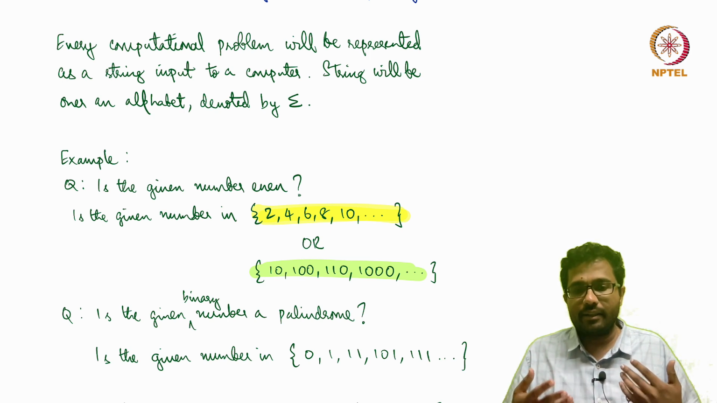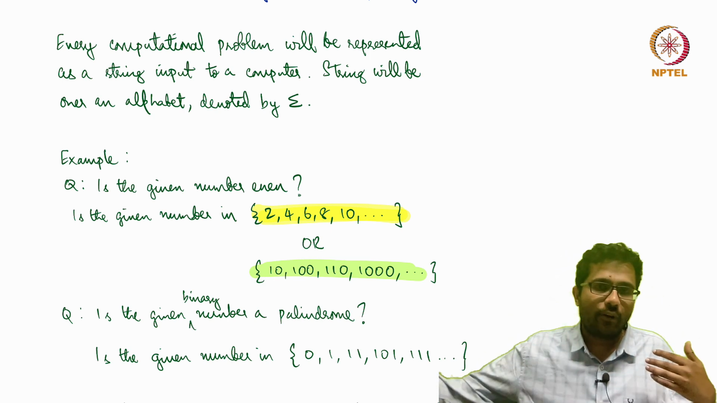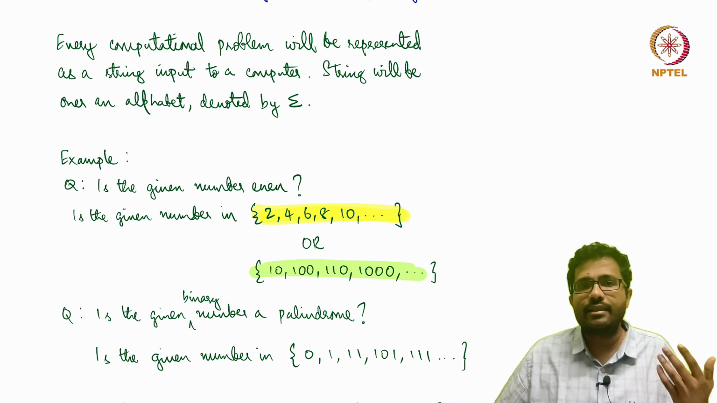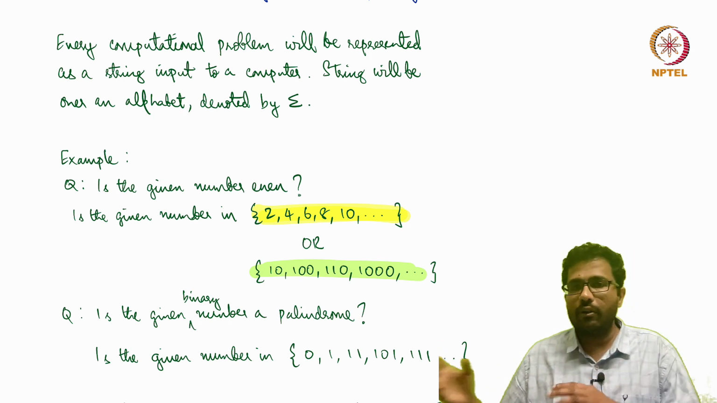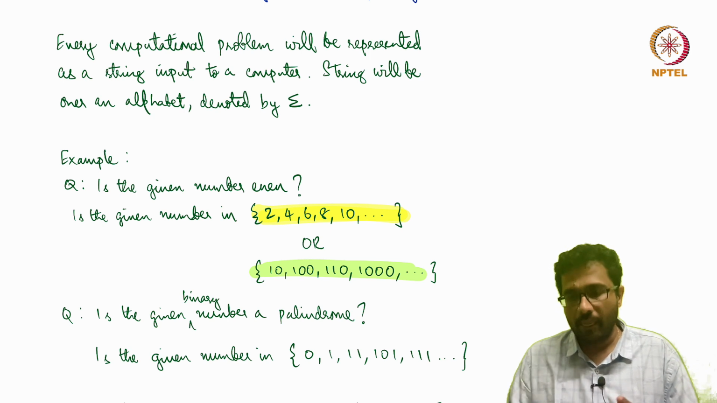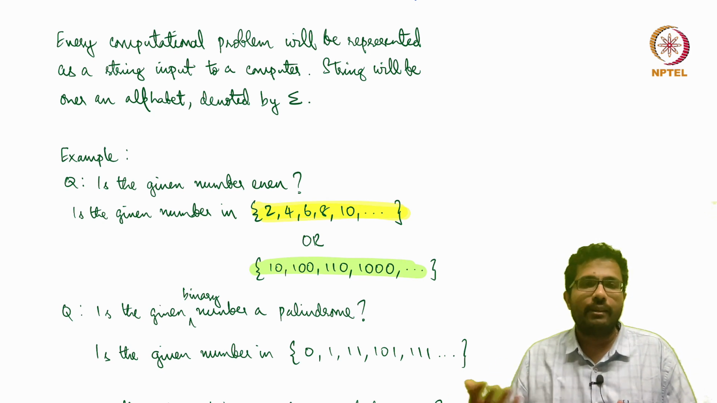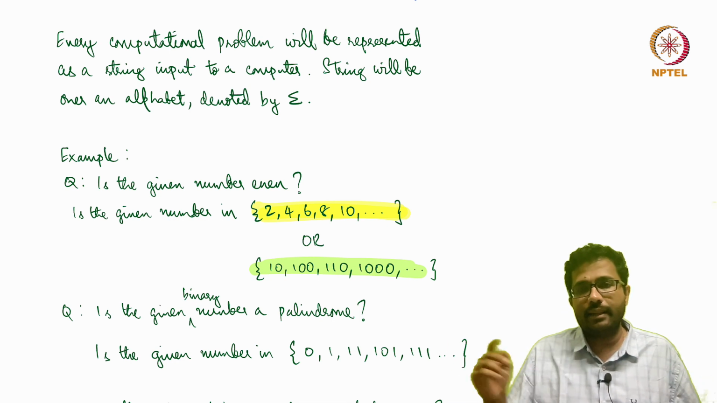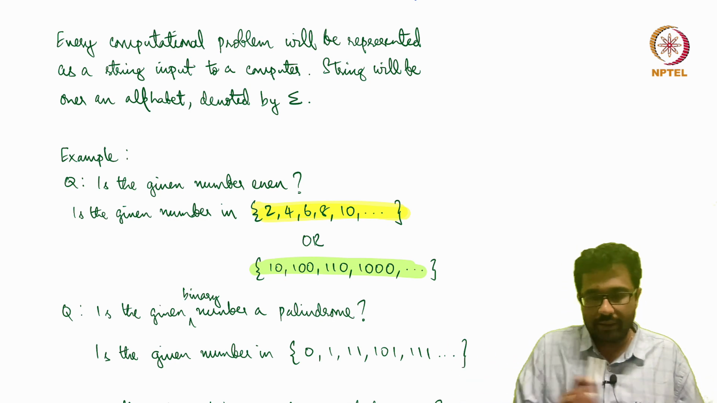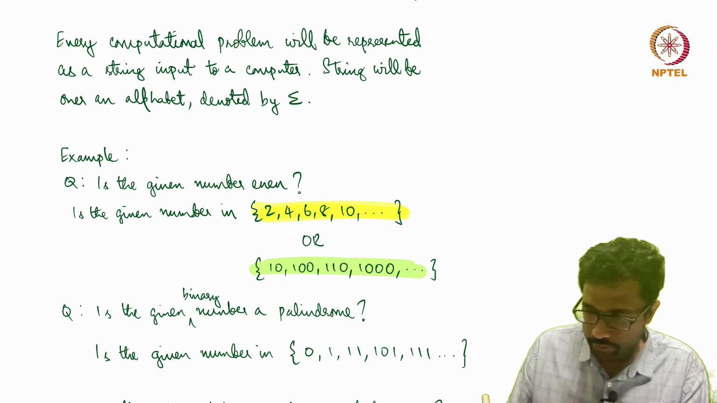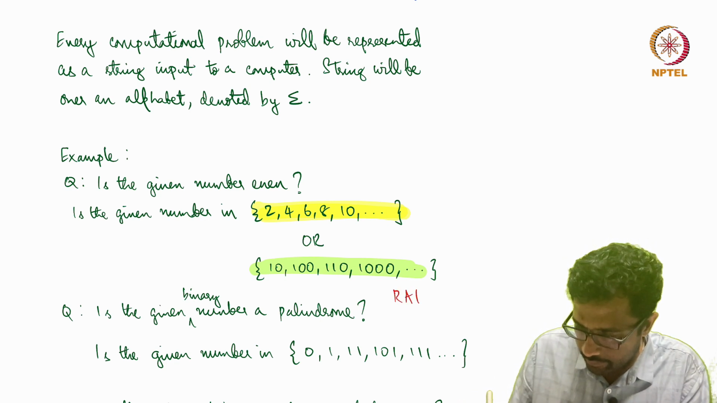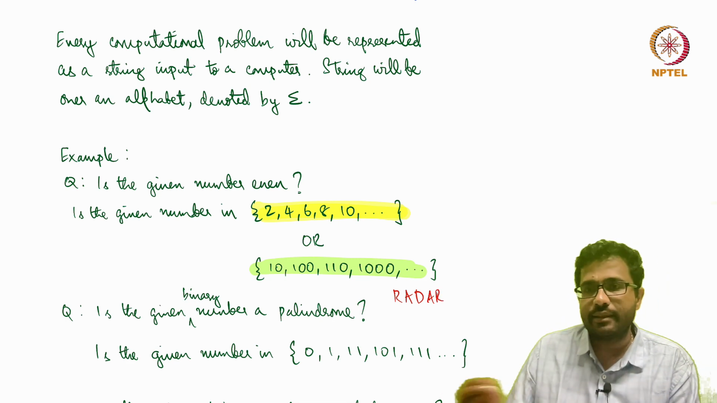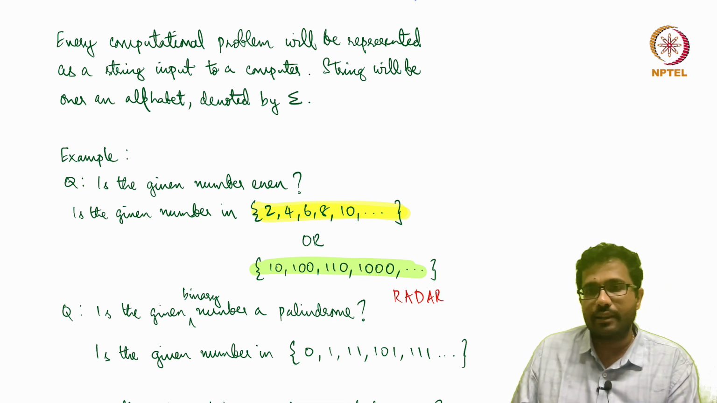So is this number a perfect square? You can give a list of all the perfect squares. This will be an infinite list, but you can ask, does this number belong to this list? Another question is, a binary number is given, is it a palindrome? Palindromes are those strings that read the same from left to right and right to left. For instance, the word radar is a palindrome. RADAR reads the same from left to right as well as right to left.